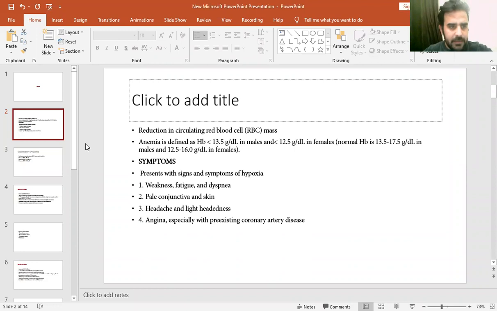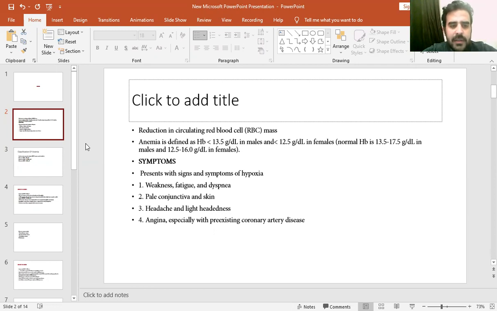What is anemia? It is a reduction in circulating red blood cell mass. When the red blood cell mass is decreased, we call it anemia. Another definition is when hemoglobin is less than 13.5 gram per deciliter in males, and less than 12.5 gram per deciliter in females. Normal hemoglobin level is 13.5 to 17.5 gram per deciliter in males and 12.5 to 16 gram per deciliter in females. So when the Hb level is less than the normal range, we call it anemia.